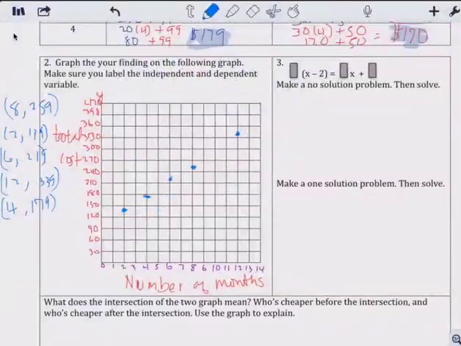Okay. Total cost, number of months. I would connect this dot because months can be turned into seconds and days and seconds and hours.